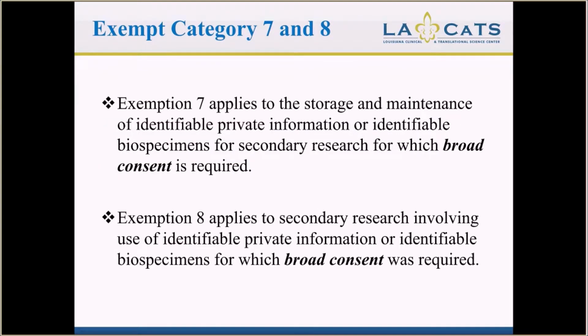So exemption categories 7 and 8 apply to the storage and maintenance of identifiable private information or identifiable biospecimens for secondary research for which broad consent is required, and we'll talk about broad consent a little more in a minute. Exemption 8 applies to secondary research involving the use of identifiable private information or identifiable biospecimens for which broad consent was obtained as well.